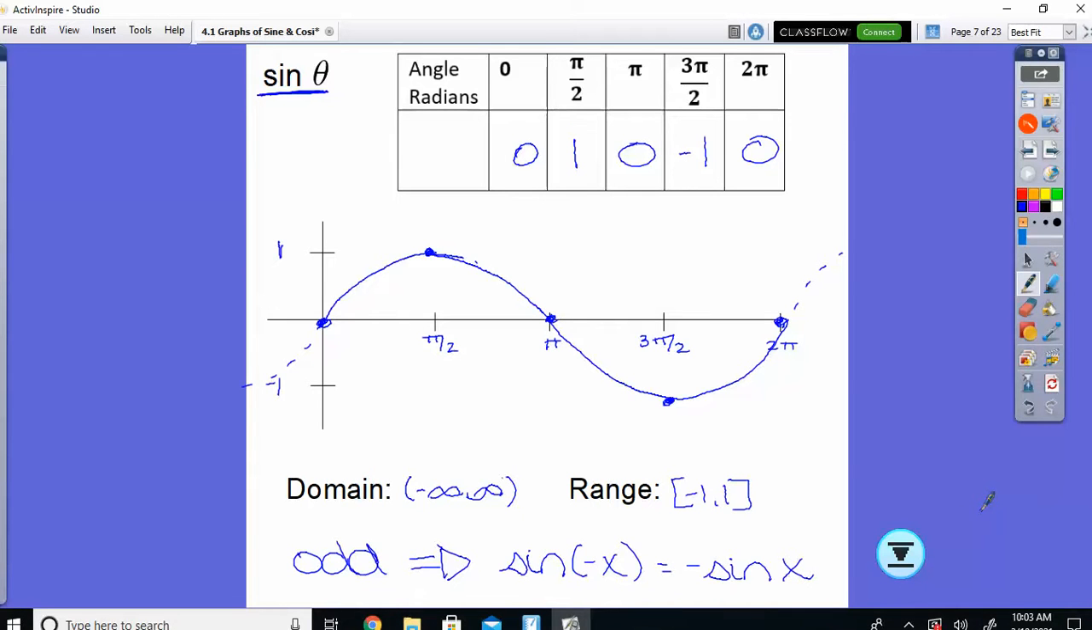We never like to deal with a negative angle. So if you have an odd trig function, you can just pull this negative out in front. That was the definition of an odd function that we had back in college algebra.